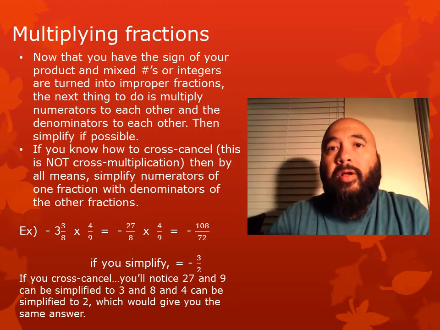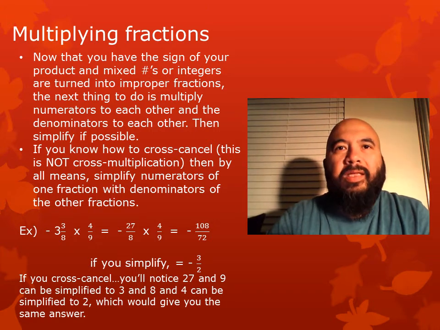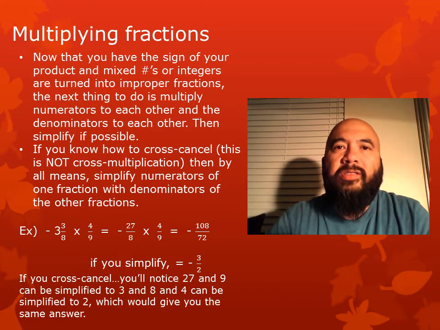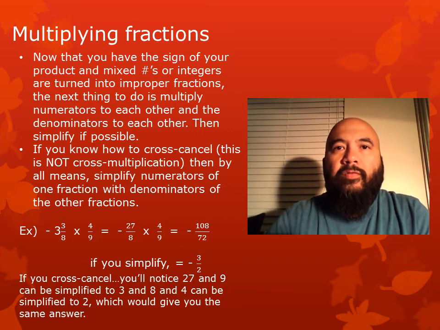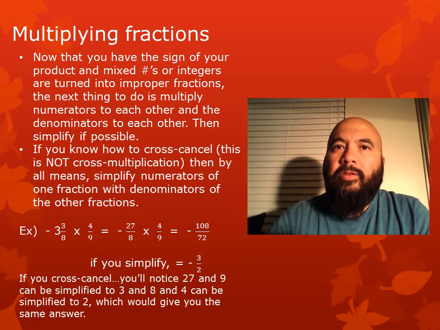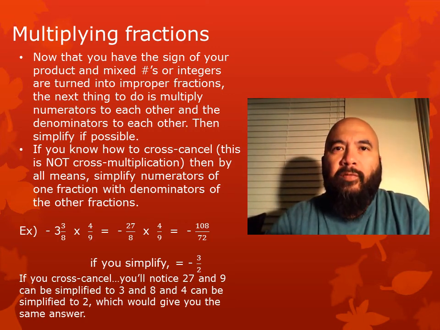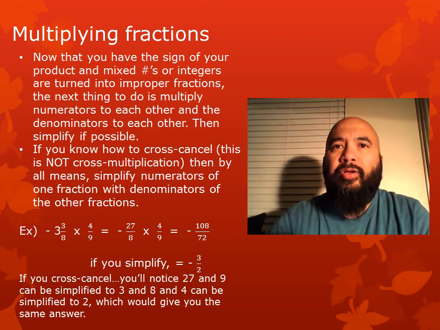I personally prefer cross-canceling. That means taking the numerator from one of the fractions, simplifying it with the denominator of the other, and vice versa. So if you guys can do that, it's a great tool for simplifying before you multiply, which makes it a lot easier, especially if you're dealing with large values in your numerator and your denominator.